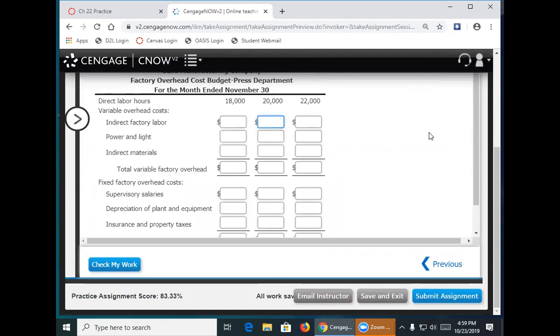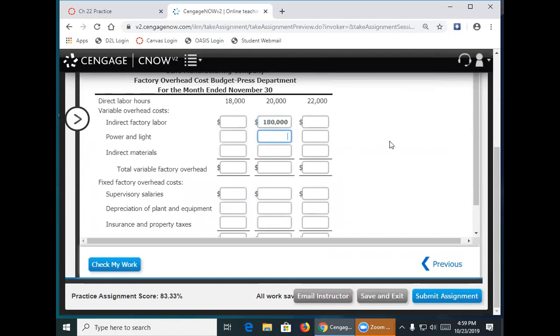So at 20,000, indirect factory labor was 180,000. Power and light was 12,000. Indirect materials was 64,000. So total variable is 256,000.